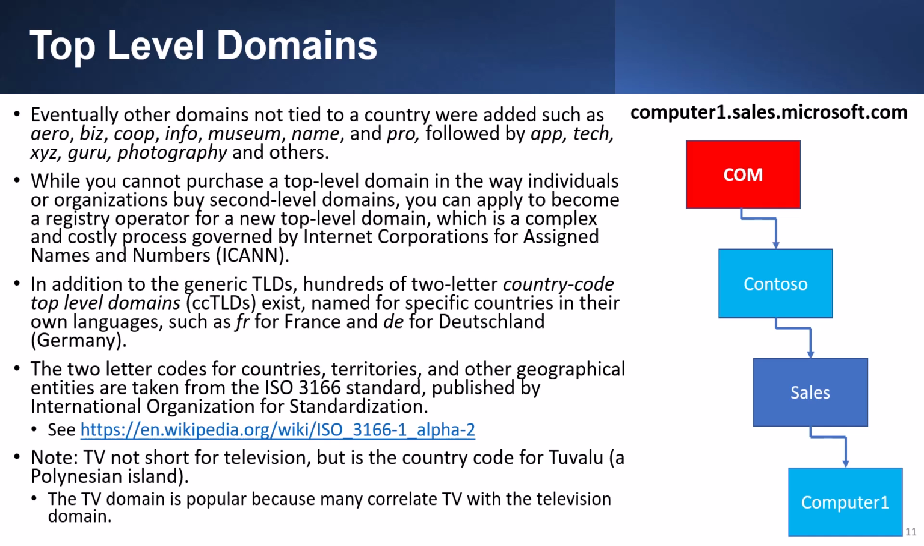In addition to the generic TLDs, hundreds of 2-letter country code top-level domains exist, named for specific countries in their own language, such as FR for France and DE for Deutschland, which is Germany. 2-letter codes for countries, territories, and other geographic entities are taken from the ISO 3166 standard, which is published by the International Organization for Standardization. Note, TV is not short for television, but is the country code for Tuvalu, which is a Polynesian island. The TV domain is popular because many correlate TV with television.